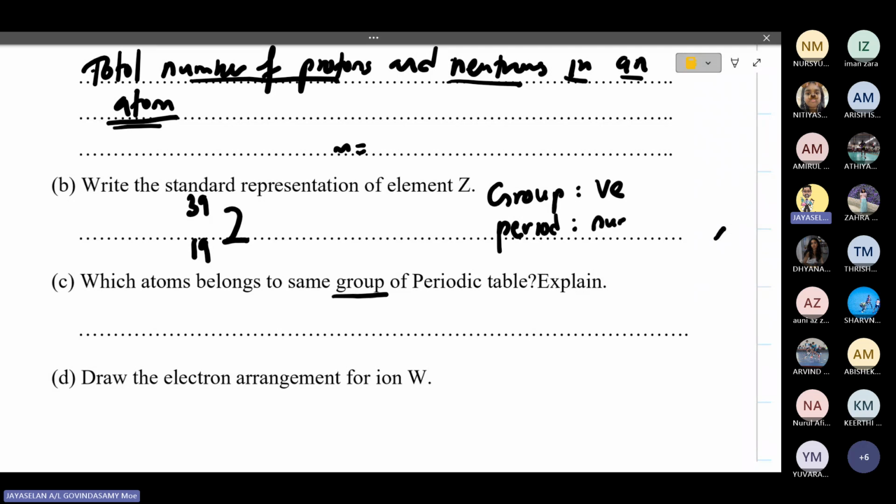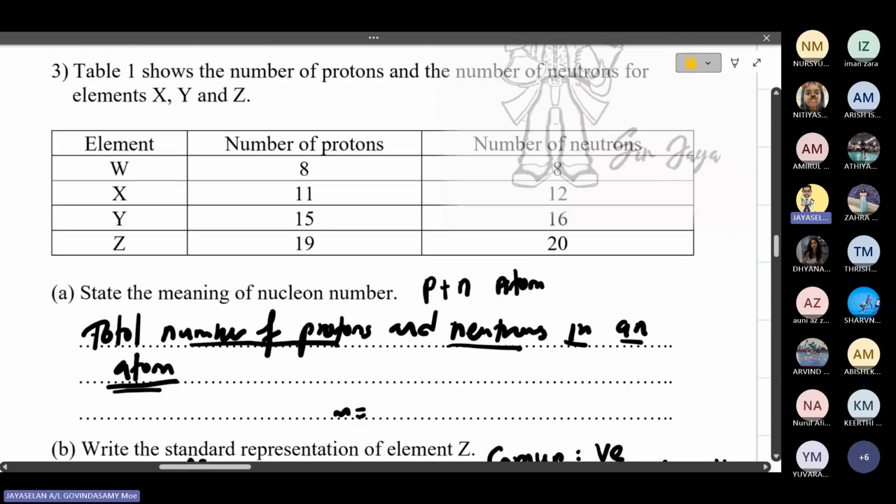Period is number of shell. Number of shell filled with what? Filled with electron. If number of shell filled with electron, that refers to the period. Okay, so now we go for how to find which group.